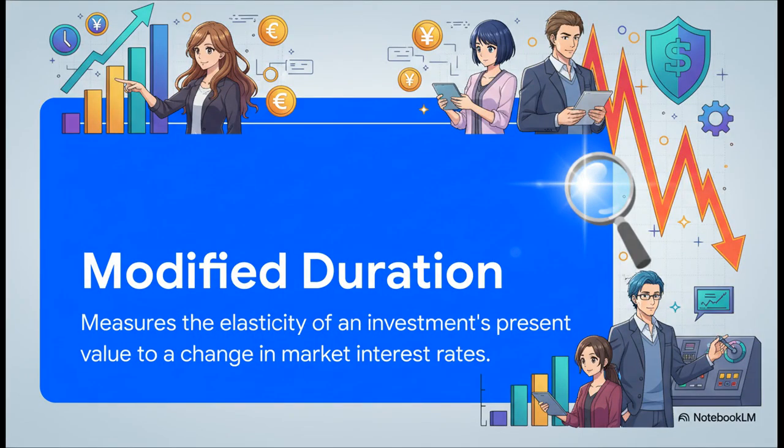But this is where the magic happens. Modified duration takes that simple measurement of time and transforms it into a powerful measure of risk. It literally tells you, in a percentage, how much an investment's price is expected to change if interest rates move by just 1%. This is the number that really quantifies that sensitivity we're looking for.